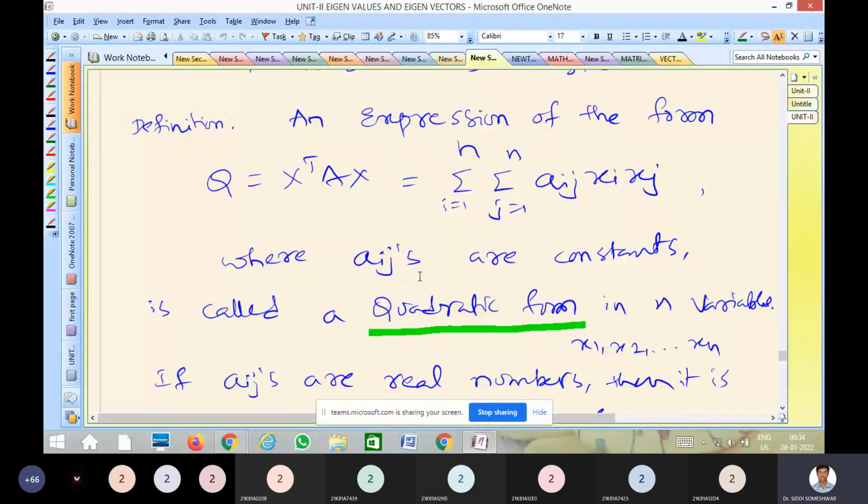The definition for quadratic form is an expression of the form q equal to x transpose Ax, which is equal to double summation aij xi xj, i equal to 1 to n, j equal to 1 to n, where these aij's are constants. It is called quadratic form in n variables x1, x2, and so on, xn. If these aij's are real numbers, then this quadratic form is said to be real quadratic form.